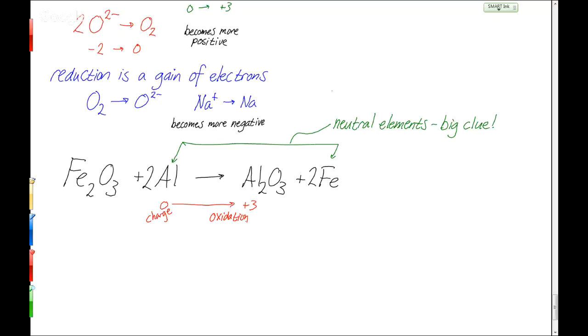And so what do you think is then being reduced? Iron, right. Iron is starting from plus 3 and going to 0.